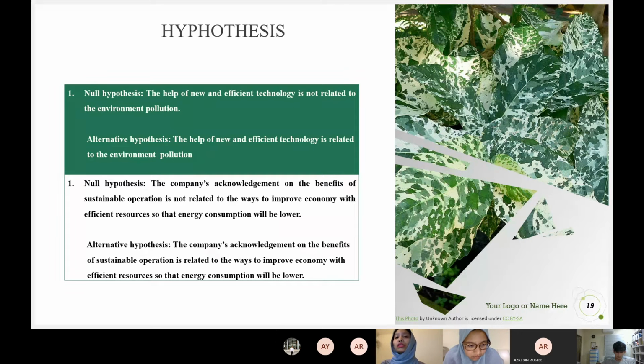The second hypothesis is the null hypothesis: the company's acknowledgement on the benefits of sustainable operation is not related to the ways to improve economy with efficient resources, so that energy consumption will be lower. The alternative hypothesis is the company's acknowledgement on the benefits of sustainable operation is related to the ways to improve economy with efficient resources, so that energy consumption will be lower. Next.